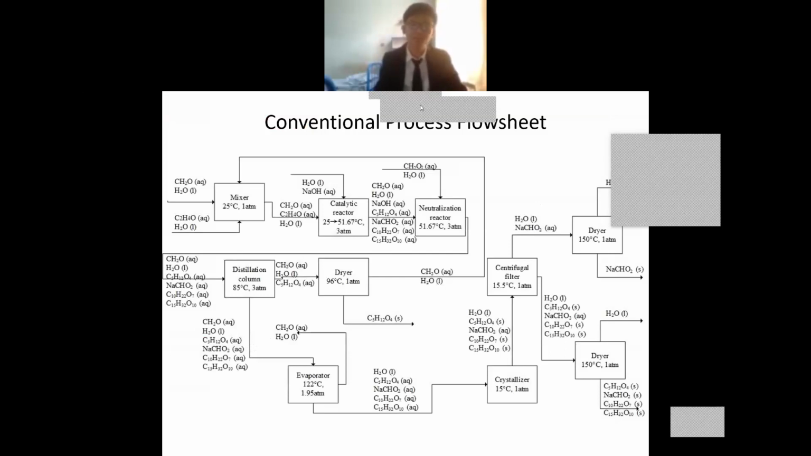Okay. This is the conventional process flow sheet for pentaerythritol production. After the reactors, a distillation column is used to recover the excess formaldehyde. An evaporator is used to remove the remaining formaldehyde in the streams, and dryers are used to obtain the dry products. Next.